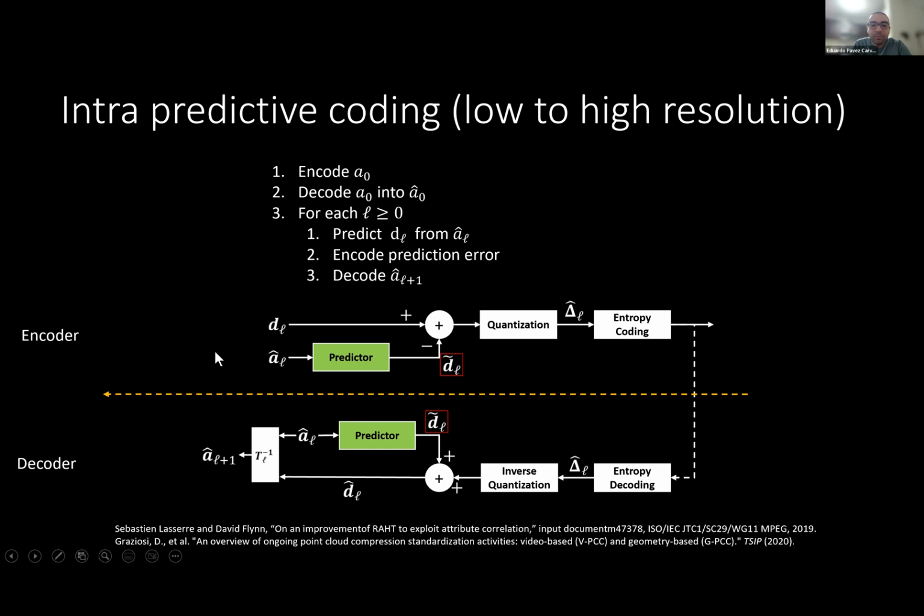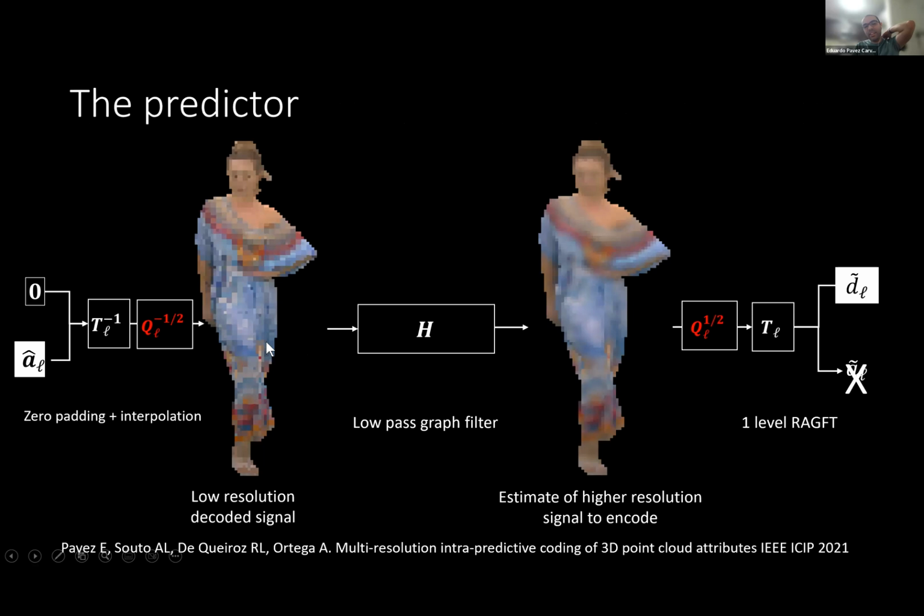Now the way we build the predictor is as follows. We start, again, with the decoded low pass coefficient A hat L. What we do is we zero pad it, we apply the inverse transform, and we do this normalization by the coefficients. And in this paper, we show that this signal is piecewise constant.